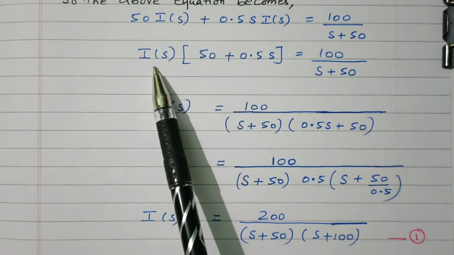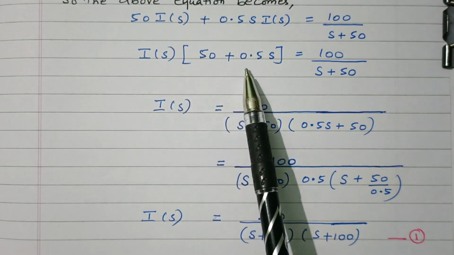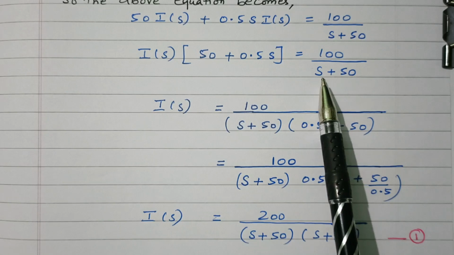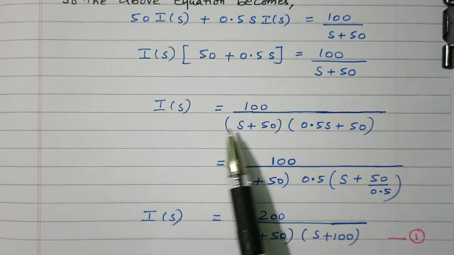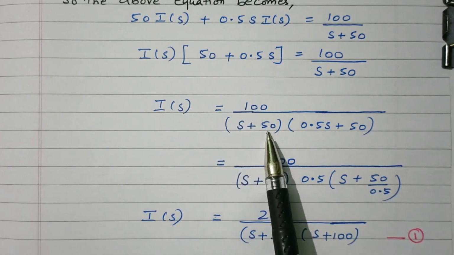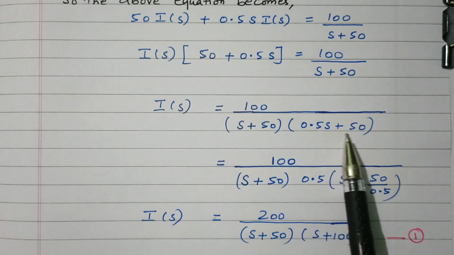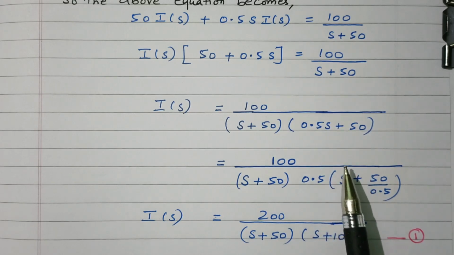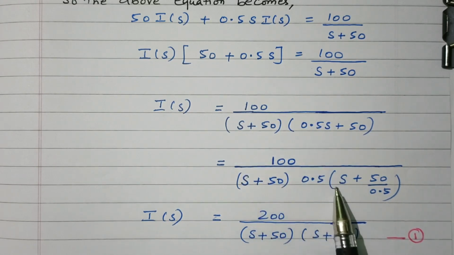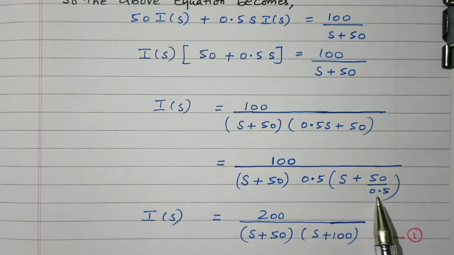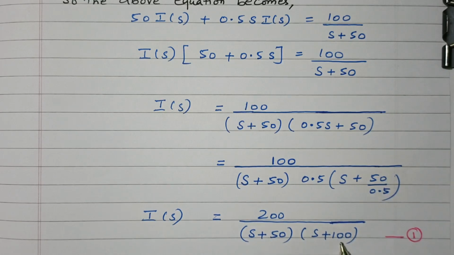Here we'll take I of S common, so that 50 plus 0.5 S equal to 100 divided by S plus 50. Bring this term to the denominator, so that I of S equals 100 divided by S plus 50 into 0.5 S plus 50. Now what we need is the standard form, S plus. Here 0.5 is there, so we will take the 0.5 outside, so that it becomes S plus 50 divided by 0.5. 50 divided by 0.5 is nothing but 50 divided by 1 by 2, that is, this 2 will go to the numerator, so it becomes 100.